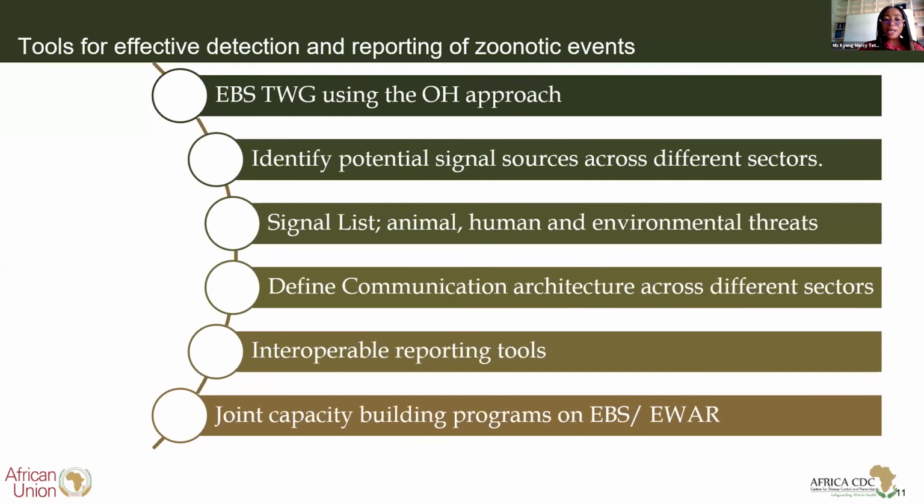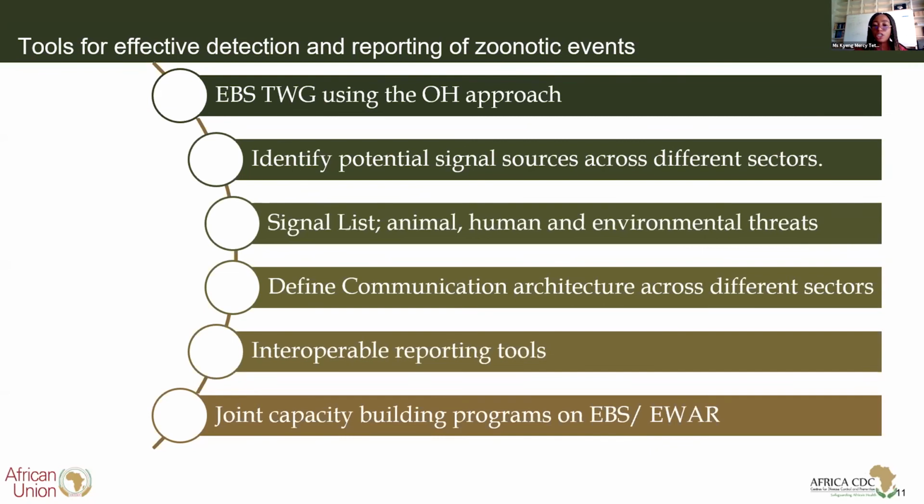So I'm concluding, and these are some of the recommended tools that we feel should be institutionalized to ensure that the One Health approach in early detection can be efficient and functional. So the first is establishing a technical working group for EBS, bringing together stakeholders from the human, the animal, and the environmental population. Also identifying potential signal sources, and these signal sources should include sources within the animal, the environmental, and the human. And also a signal list that takes into consideration animal, human, and environmental events.